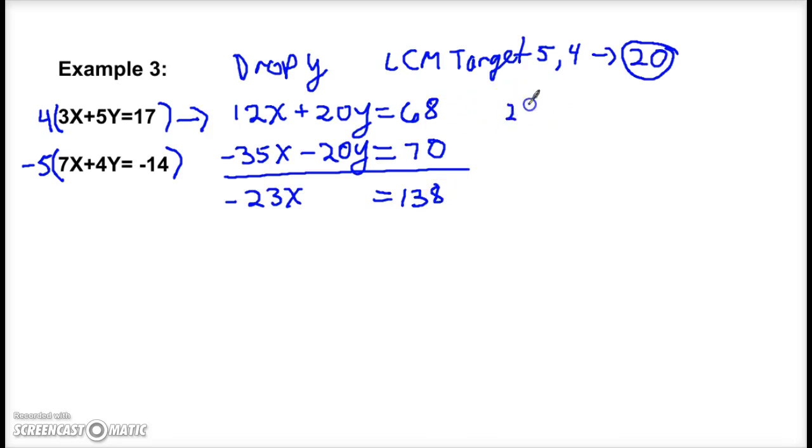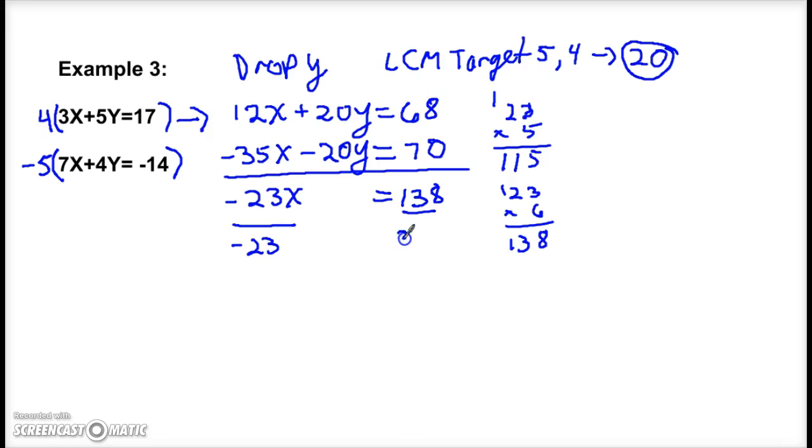Let's see, 23 times 5, that's 15, carry 1, 10, 11, so 115. That's too small. Let's try 23 times 6. 23 times 6, 18, carry 1, 12, 1. Perfect. So if I divide both sides by -23, I will get x equals -6.